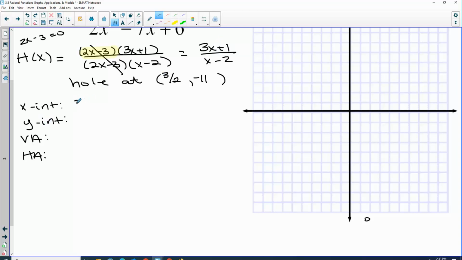X-intercept is what makes the top equal 0. And so that is -1/3, so we hit the x-axis at -1/3. Y-intercept, that's when all of our x's are 0, which you get -1/2. Vertical asymptote, x equals what makes the bottom 0?